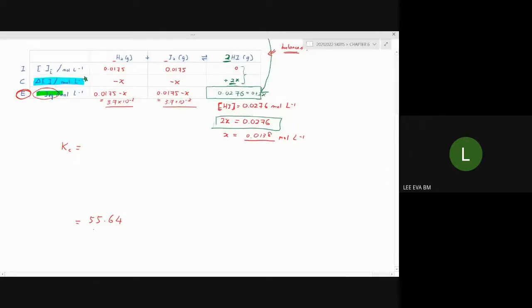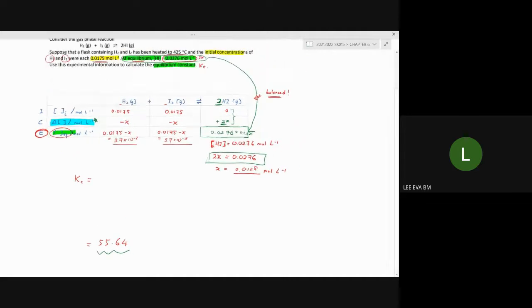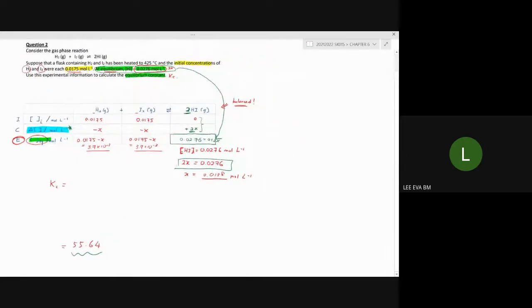Okay, so the rest of you, do you get this value of Kc? 55.64. Yes, madam. Got it, yeah? Take me a while to understand the whole jalan kerja, but now I understand it. So we always start from the easiest and then we slowly proceed to the harder one. But this one is still considered quite easy, yeah? Okay, so 55.64.